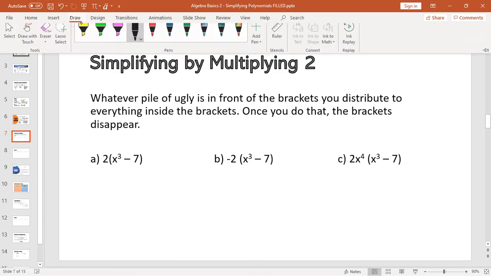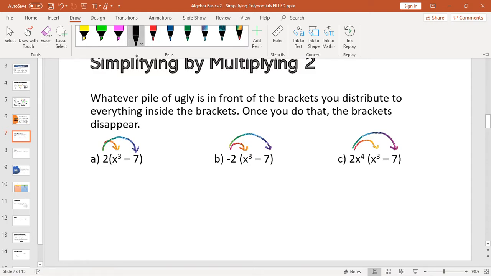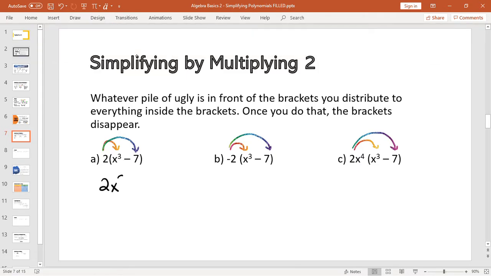So let's see how we did that distributing. Alright, I'm going to go to more exciting pencils for this one. So when you have something in front, no matter what it is, it gets multiplied by everything in the brackets. So don't multiply the 2 by the x cubed and then forget to multiply it by the negative 7. Super common mistake. And here, these are all kind of the same, but slightly different. 2 times x cubed, a number times a variable. They are not really going to interact, they're just going to get smashed together. 2 times negative 7, take the sign in front with it, is negative 14.